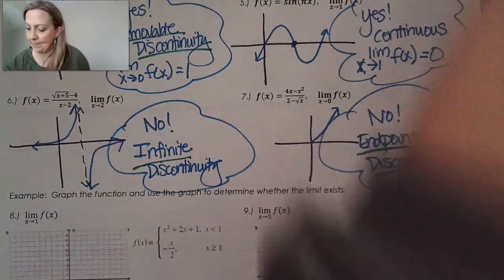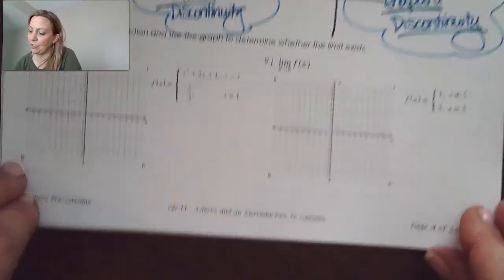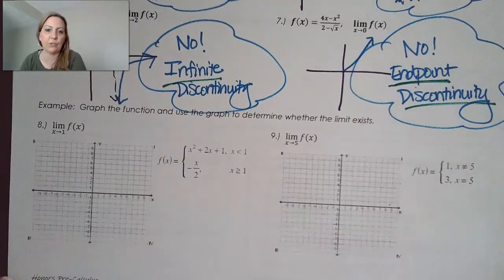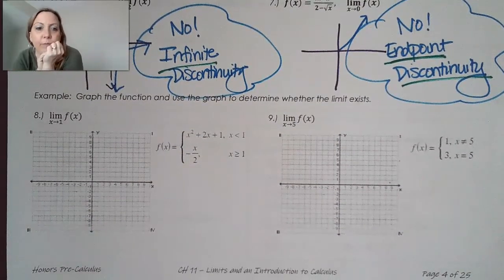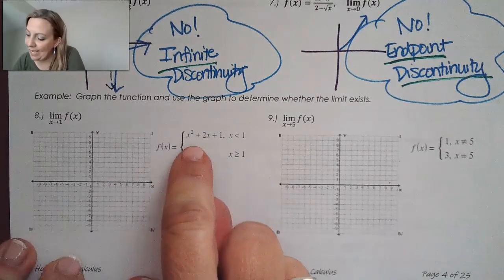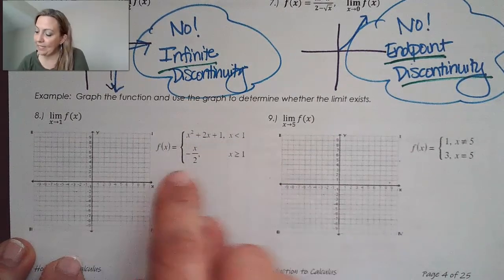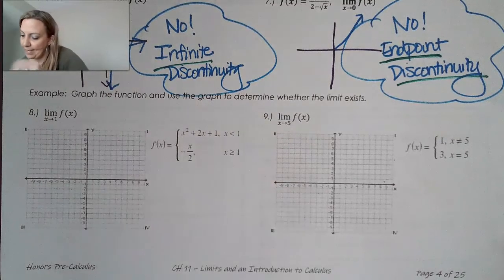In our next example, it asks us to graph the function and use the graph to determine whether the limit exists. So this doesn't say to use a graphing calculator, so we're going to just try to do this by hand. So here, these are some piecewise functions. Here, we're looking at x squared plus 2x plus 1 when x is less than 1, and negative x over 2 when x is greater than or equal to 1. So let's see what we've got here.